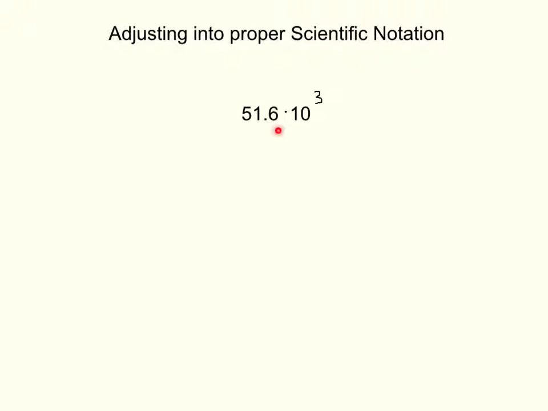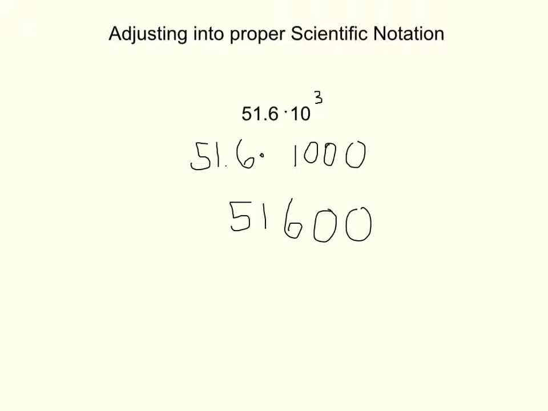So what we will do first is solve this problem. We know 10 to the third power means 10 multiplied by itself 3 times, which equals 1,000. When we multiply that by the beginning coefficient, we get the following solution. Let's see how we can use this solution to help us move our answer into proper scientific notation.